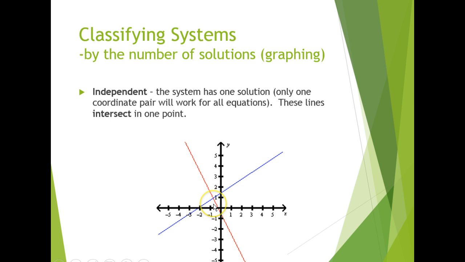Okay, now the next thing we're going to do is classify systems. So it's important that we understand these three categories. Watch these next 3 slides for just a minute, and then you can work on number 10, the matching, on your handout. So the first type of solution is called independent. It's when the lines intersect in just one point. The solution is independent. There's only one solution.